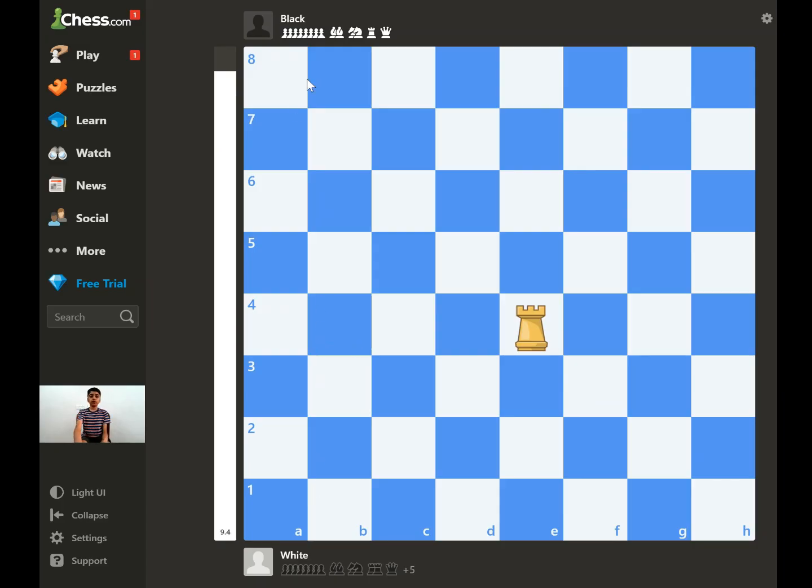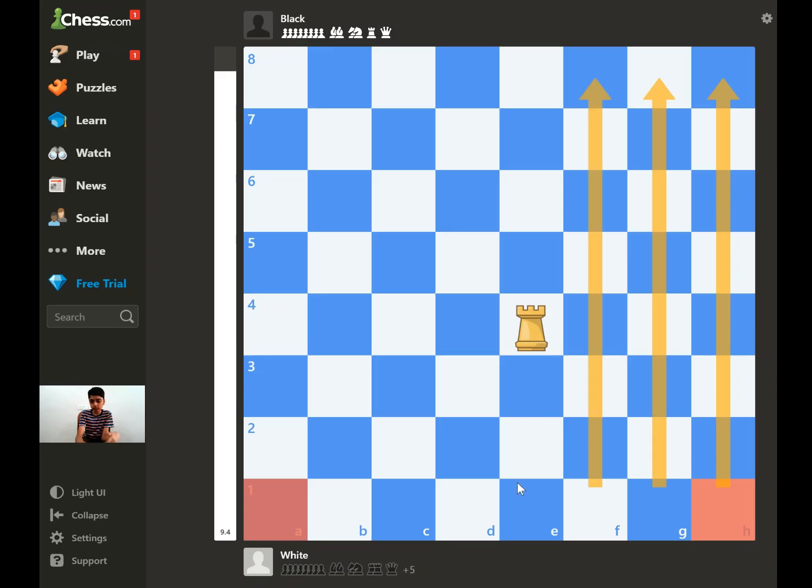And these vertical columns you can see here, which have the letters A to H, the columns ranging up and down, are all known as files.